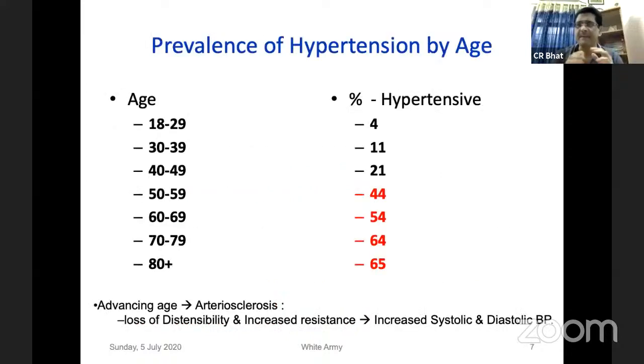Now, initially I said the blood pressure changes with age. That is why we say normal range. It may vary from time to time. But the prevalence of hypertension definitely increases with advancing age. We can see in the bottom line that above 80 years, almost 65% of people are hypertensive. Their blood pressure is persistently more than the recommended normal. So we can imagine. Some people may have only elevated systolic blood pressure, some may have elevated systolic as well as diastolic blood pressure and so on.